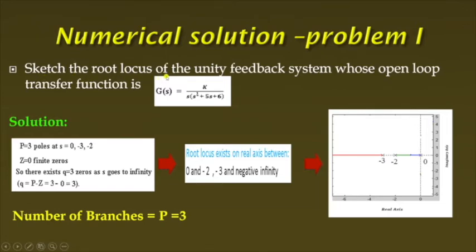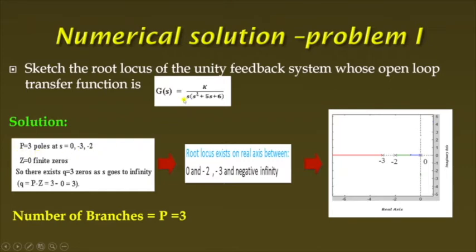Sketch the root locus of the unity feedback system whose open loop transfer function is G(s) equal to K divided by s into (s square plus 5s plus 6). So this open loop system is given. Here s equal to 0, minus 3, minus 2. That means the number of poles is 3.